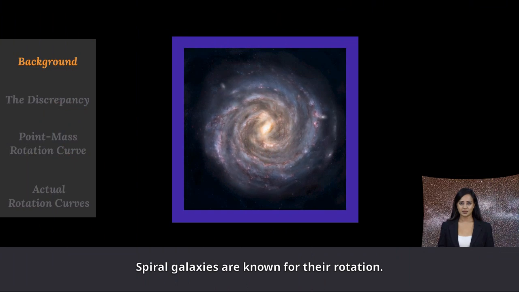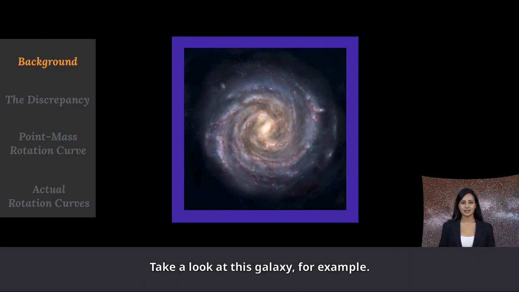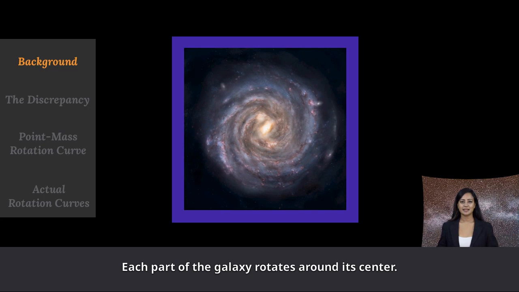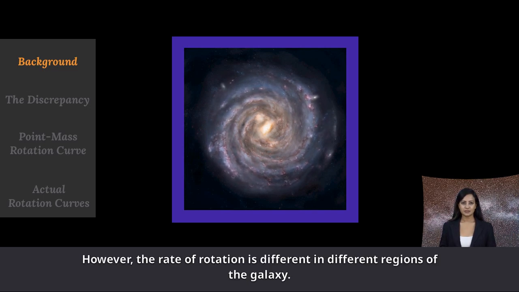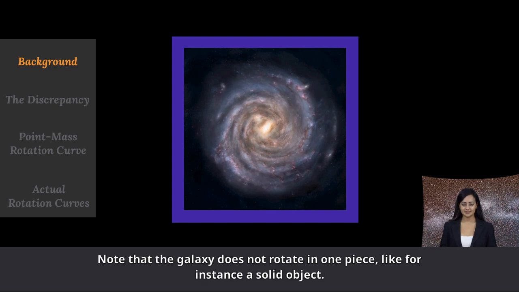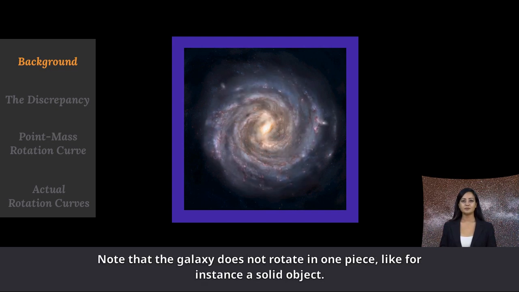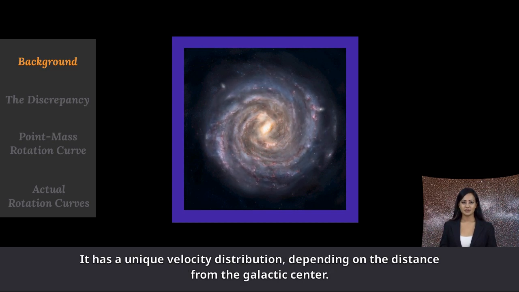Spiral galaxies are known for their rotation. Take a look at this galaxy, for example. Each part of the galaxy rotates around its center. However, the rate of rotation is different in different regions of the galaxy. Note that the galaxy does not rotate in one piece, like for instance a solid object. It has a unique velocity distribution depending on the distance from the galactic center.